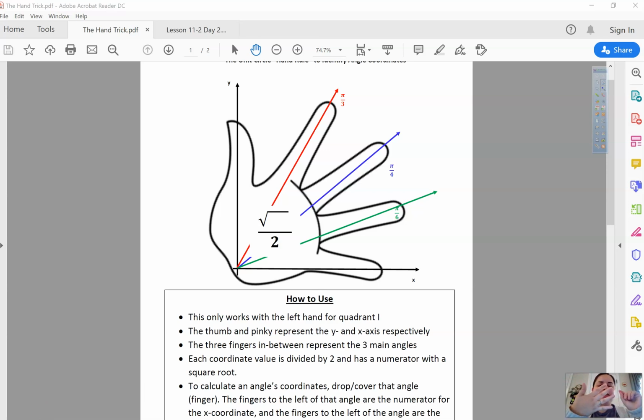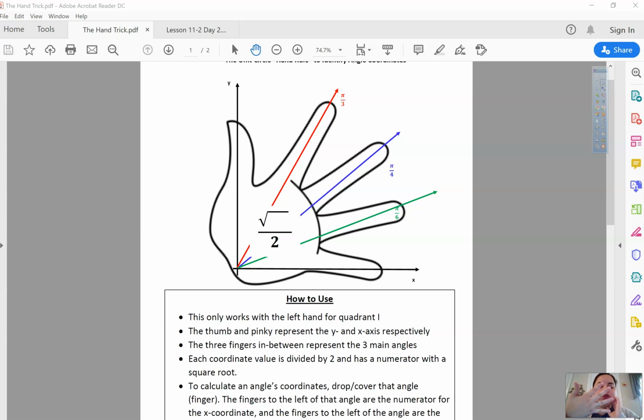So if you want to find, let's say, a pi over 6 angle, I'm going to put down my ring finger, and then the ones at the top are your x, and the ones at the bottom are your y's. So my x, you're going to count your fingers, so 1, 2, 3. I have root 3 over 2, and then my y is going to be the bottom. So I have 1 finger, so that's root 1 over 2, which is just 1 over 2. Okay, so that gives me my root 3 over 2 and my 1/2. And you can double check your circle.